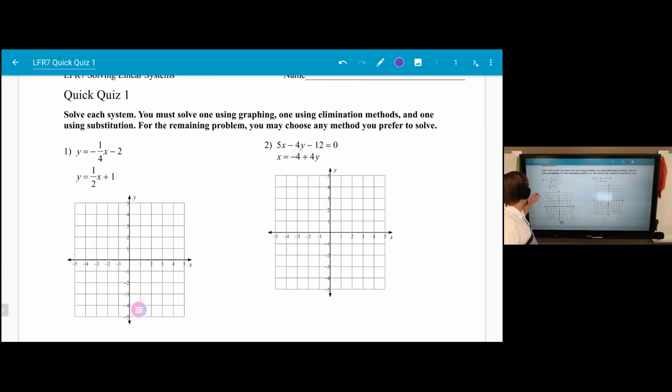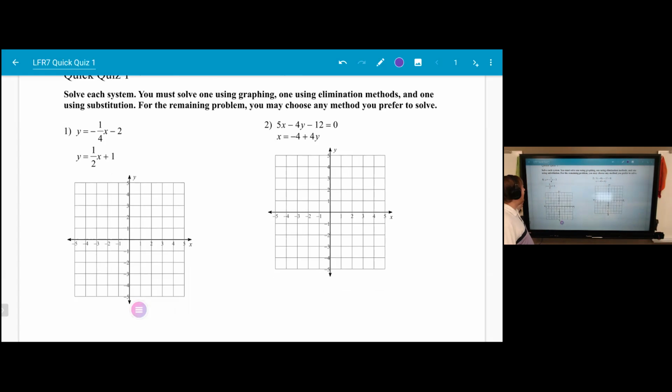Number one looks like a fairly familiar form. We've got y equals something times x plus a number or minus a number. This looks a lot like y equals mx plus b because it is. And because these are both in y equals mx plus b, I'm immediately going to go to graphing.